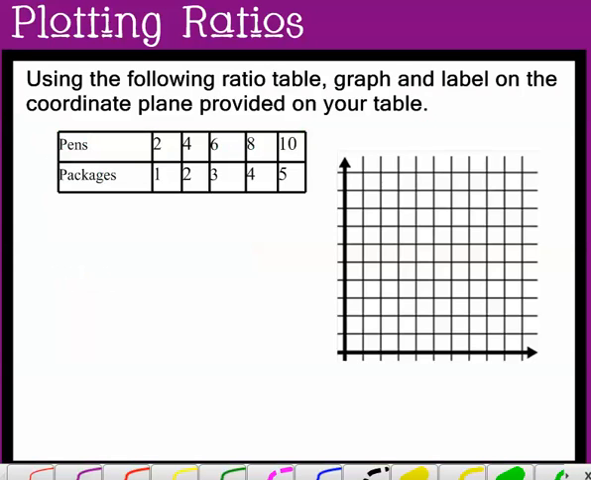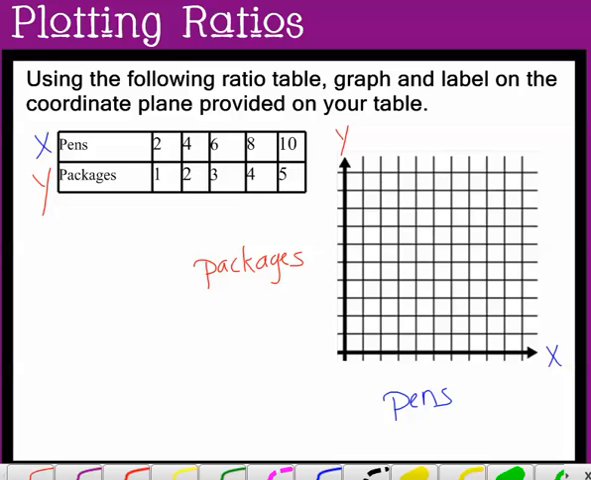Alright, so now let's take a ratio table and practice the plotting. We're going to look at the number of pens per package. So remember, the first row is going to be the x-axis. The second will be the y. So let's go ahead and label these. Remember, this is x, vertical is y. And let's label pens on the x-axis. Let's put packages on the y. Always label your graph so it's easy for another mathematician to understand.